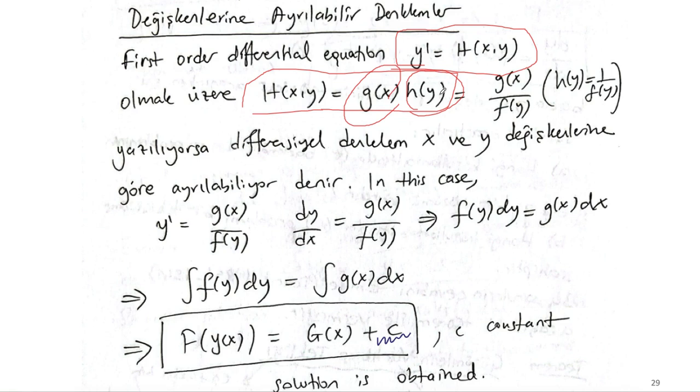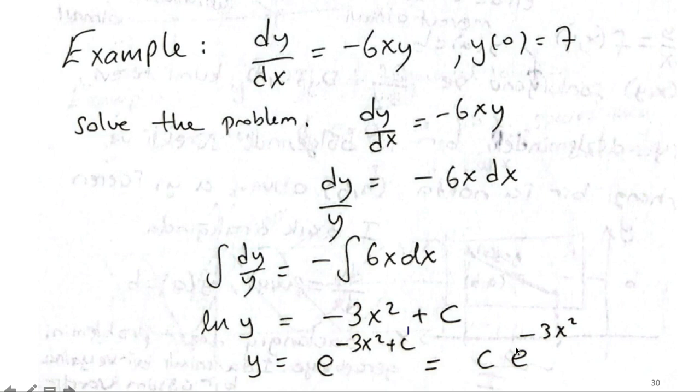If we can separate it in this way, then solving these types of differential equations will be more straightforward for us, because we can rewrite the same product form as a division, and y prime we will be able to write as dy over dx equals g over f. Therefore, this will be f times dy equals g times dx. And we can integrate both sides of the equation and obtain the solution from the result of this integration. Of course, we have an integration constant c, which is arbitrary.